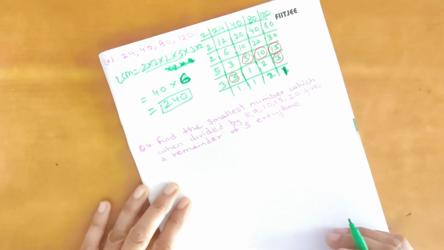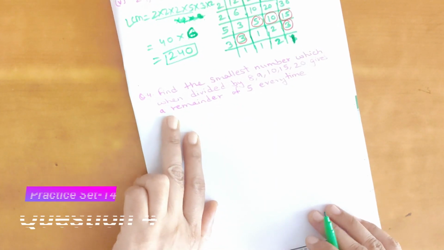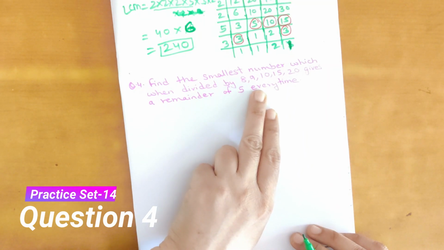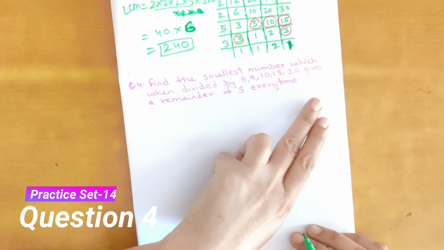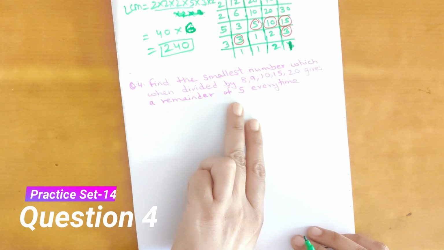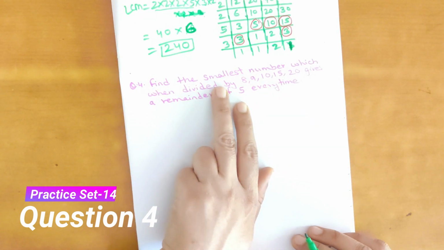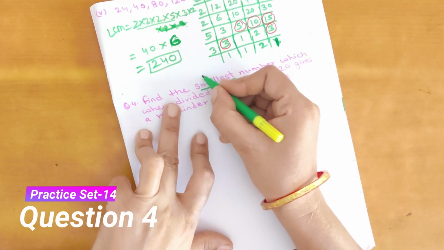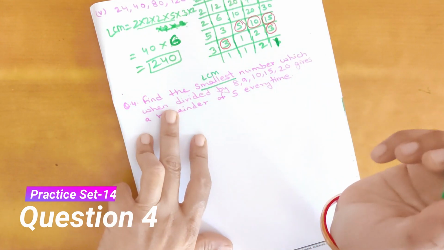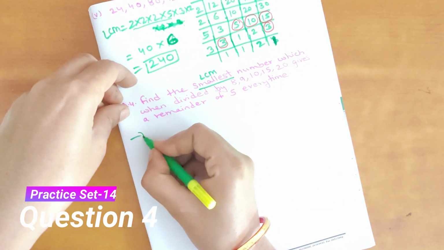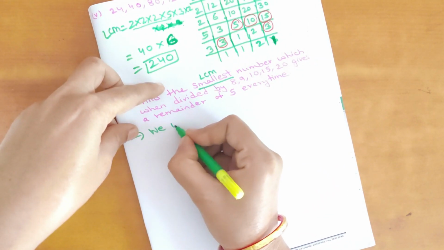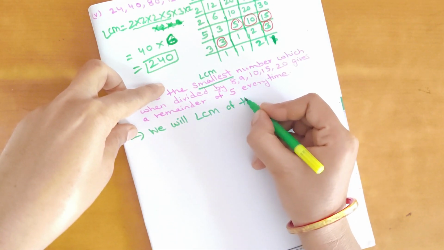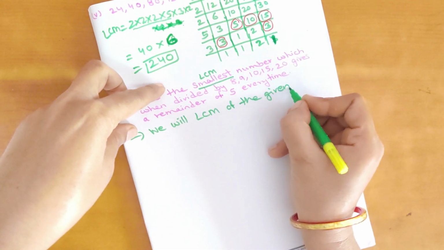Okay. Next we will go. Find the smallest number which when divided by 8, 9, 10, 15, 20 gives a remainder of 5 every time. See, smallest means lowest common multiple. So here smallest means we are to find the LCM. So we will find LCM of the given numbers. Okay.